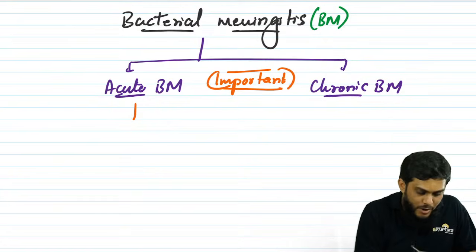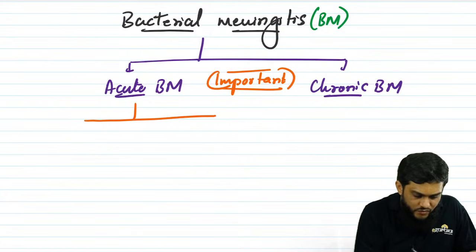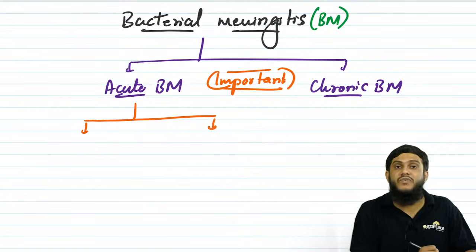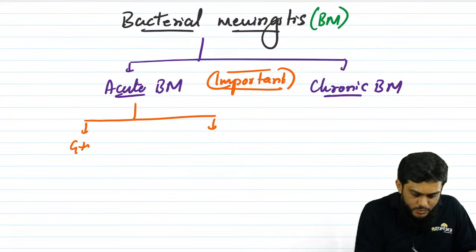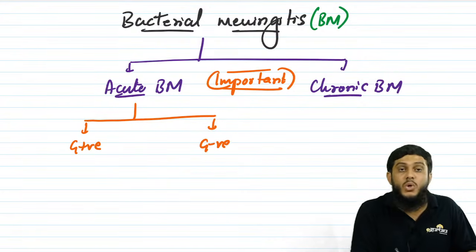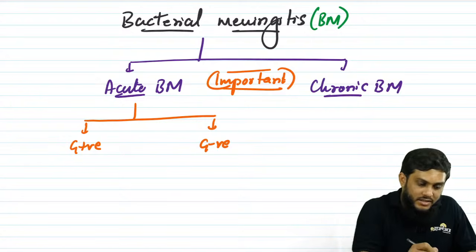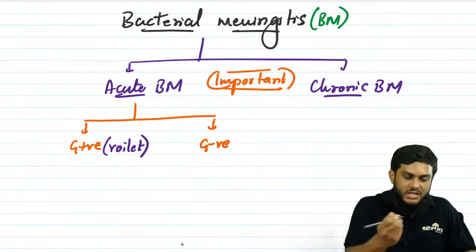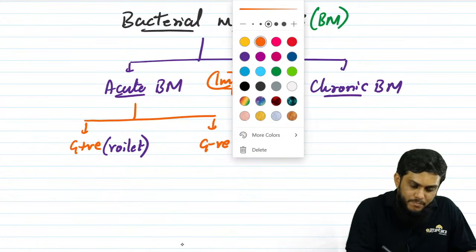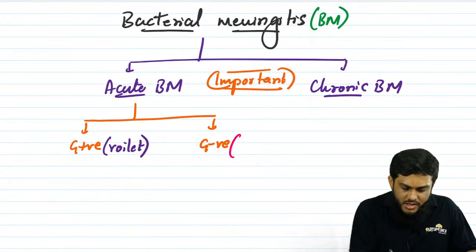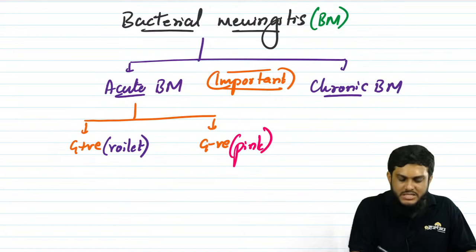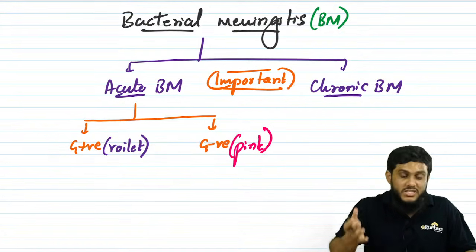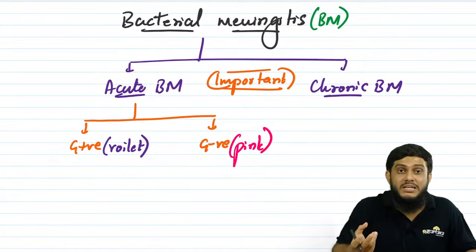Bacteria are mainly classified into gram positive and gram negative based on gram stain. The bacteria which appear violet in color after gram stain are gram positive bacteria, and the bacteria which appear pink in color are known as gram negative bacteria.